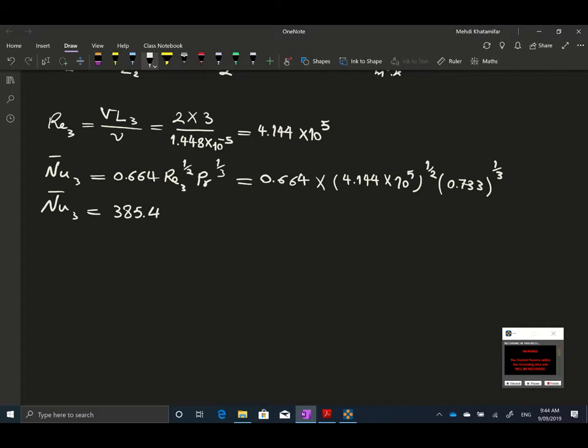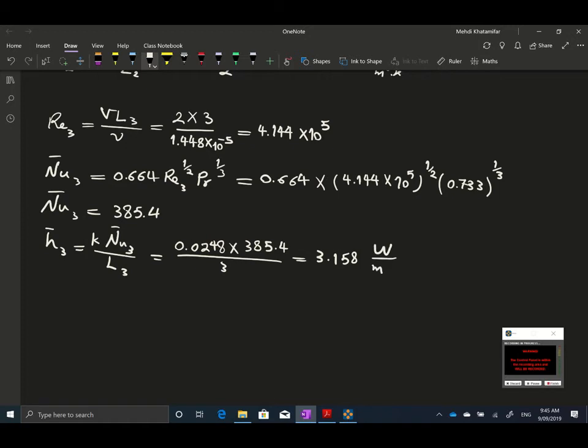So Nusselt number is going to be 385.4, and because of this, the average convective coefficient is going to be 0.0424 times 48 times 385.4 divided by 3. So it is going to be 3.158 watt per meter square Kelvin. Okay.